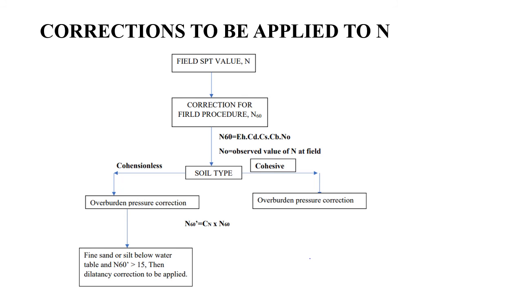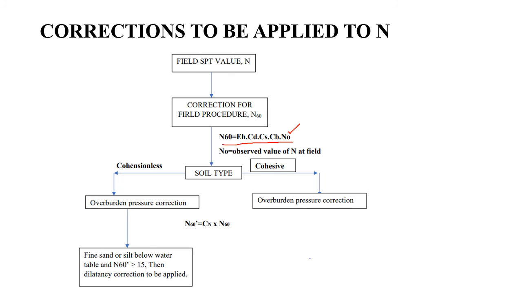If in the question you are given information regarding hammer efficiency or drill rod length correction, or CS, the sampler liner correction, or CB, the borehole diameter correction, then you will have to go in the sequence itself. This will be the first correction you apply to your observed N value if these parameters are given to you. Here that corrected N value is represented as N60.